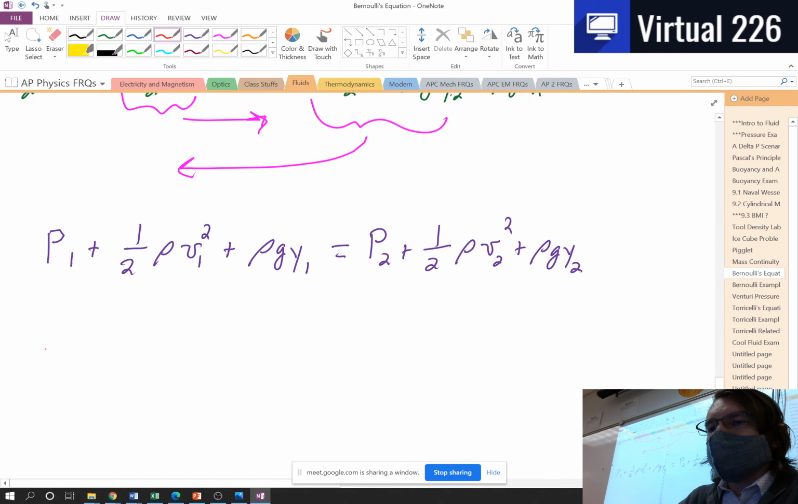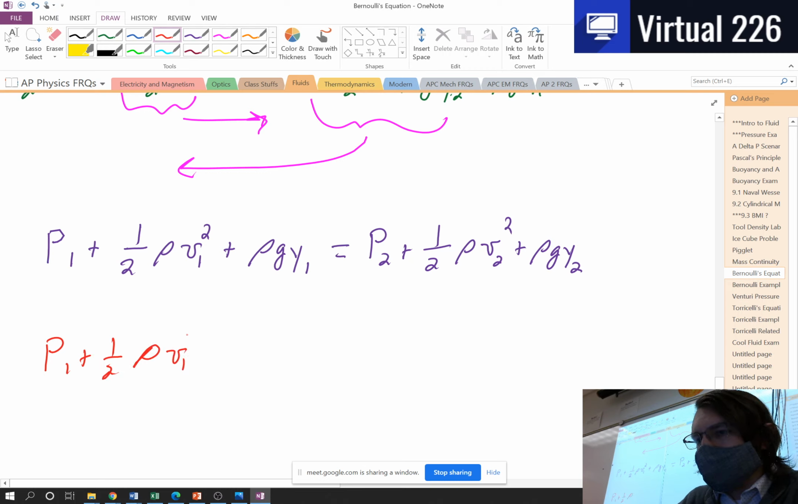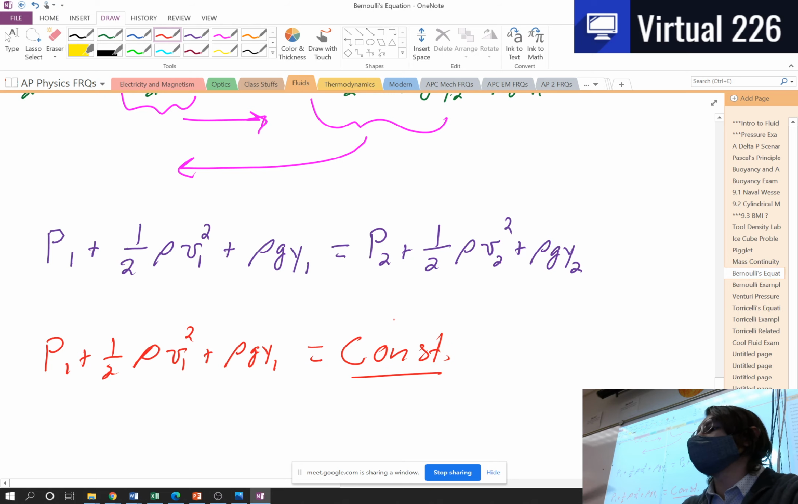Another way to write this is to say that this left side here, the P1 plus 1/2 rho V1 squared plus rho g y1, is equal to a constant. And why is it a constant? Well, that's because what we've just done here is conserved energy. Whatever we've done in the beginning must be conserved. It must remain constant throughout our entire isolated system, where we have not lost any energy due to any weird turbulent effects or friction.